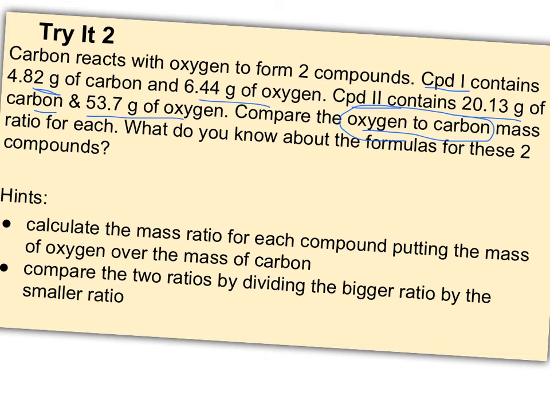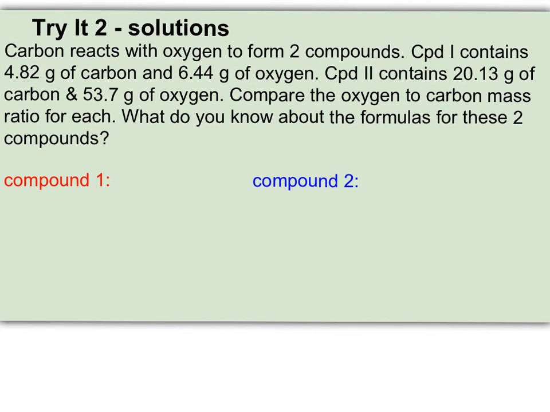So again, the hints: calculate the mass ratio for each compound by putting the mass of oxygen over the mass of carbon, and then compare the two ratios. And if you want, you can divide the bigger ratio by the smaller ratio to get some idea how their formulas compare. So if you want to try this on your own, this would be a good place to pause the video while I fill in my solution.